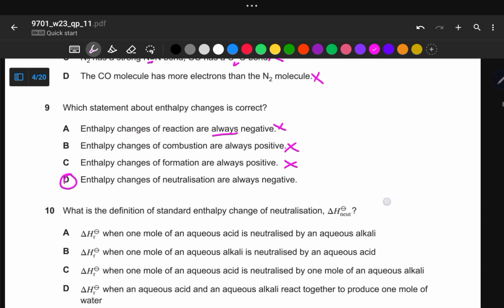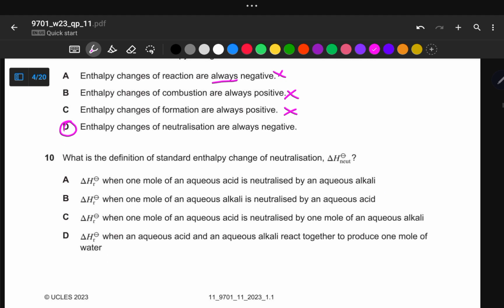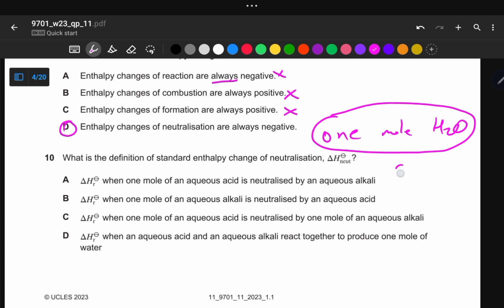And then we move on to number 10. Number 10 says, what is the definition of standard enthalpy change of neutralization? So standard enthalpy change of neutralization is defined as the energy evolved when 1 mole of water is produced from an acid and an alkali. So we are going to produce 1 mole of water. So that's where the whole definition lies, under standard conditions of 298 Kelvin and 1 atm of pressure.